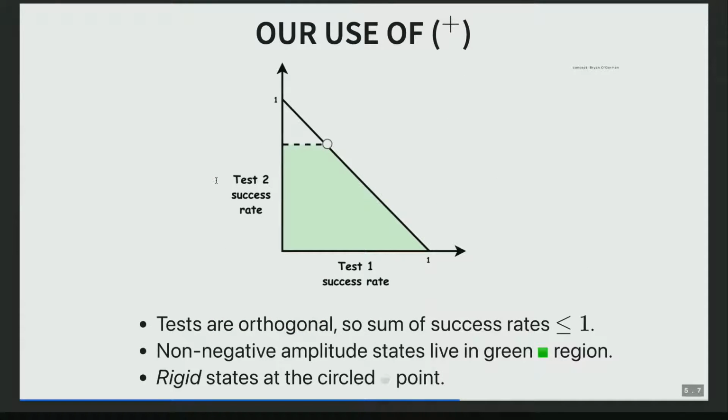So maybe one picture that might help, presenting an idea from Brian O'Gorman: you have test 1 and test 2, and we're going to look at the success rate of this test. They were orthogonal operators, so the sum of passing them can't be more than 1. But if you have states that have non-negative amplitudes, it blocks off some amount of passing test 2. And so the rigid states we're looking for are at this circled point. If we choose the probabilities of test 1 and test 2 appropriately, the best thing you can do is give me states at that circle.